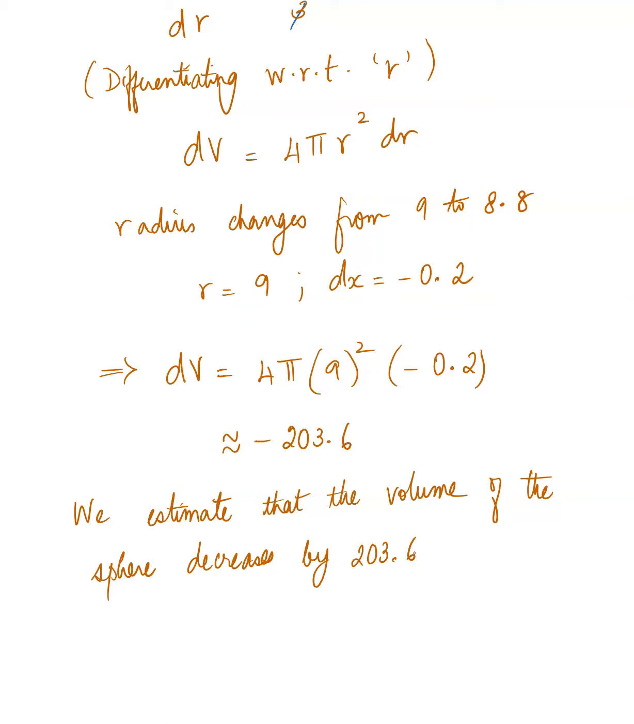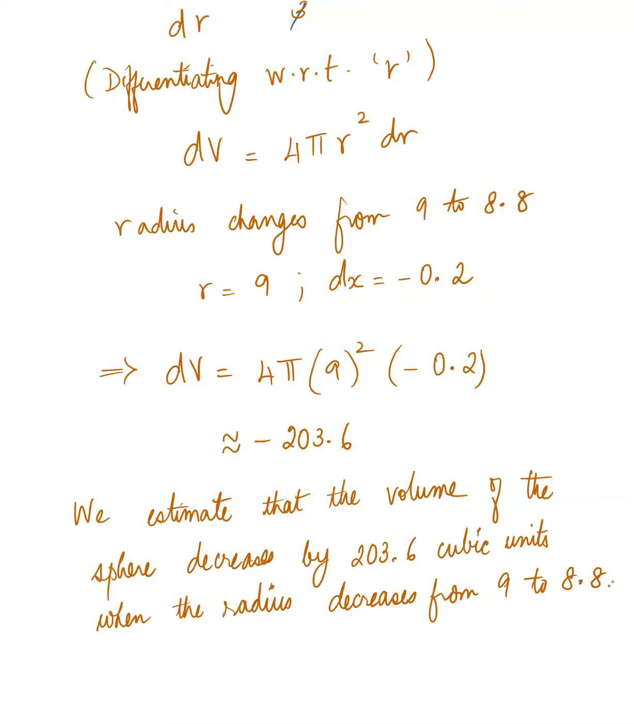203.6. Remember, this is volume, so it has to be in cubic units. We don't know what the unit was. They didn't say centimeters or inches or whatever. So we'll just say cubic units when the radius decreases from 9 to 8.8. It's all lining up nicely. And again, remember the units for the volume, and make sure that you indicate the minus by the word decreases. Okay. So this was another example, a real life example of how we could use the differentials to estimate it.